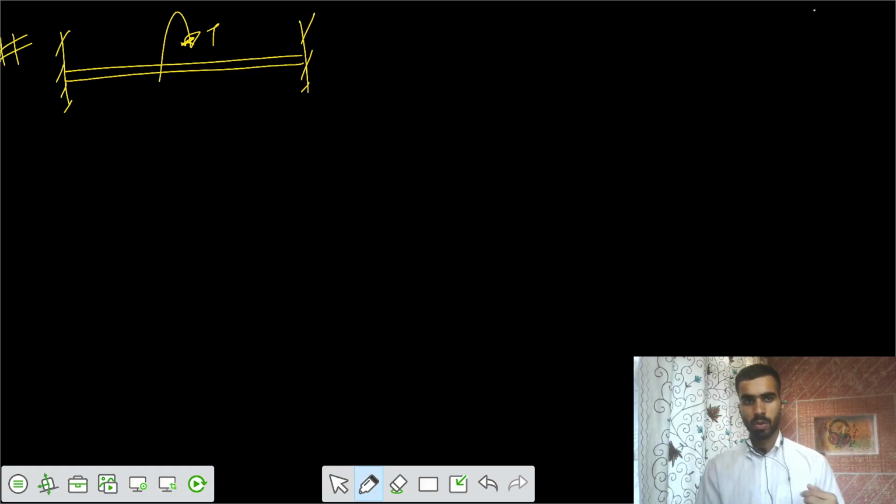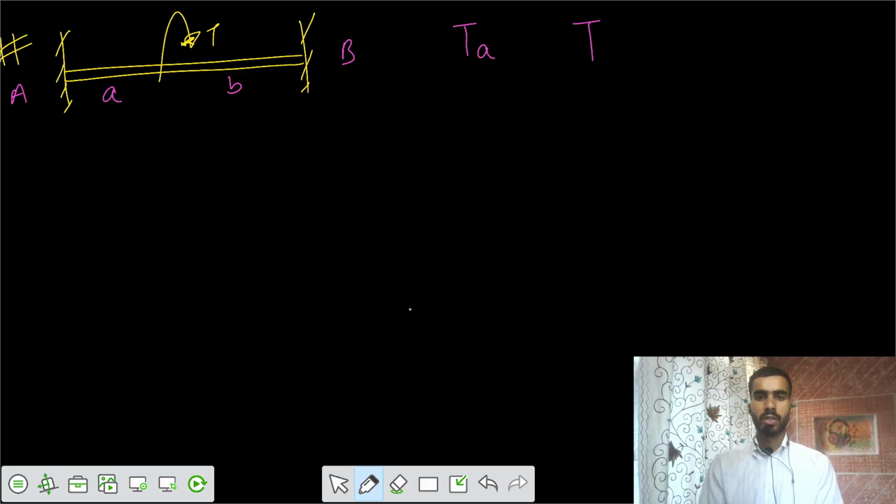So the first one is that you have a statically indeterminate structure, say a shaft. Then you apply the torque T at A, and you need to say what is the value of torque developed at A and torque developed at B. Twisting moment developed at A and twisting moment developed at B.